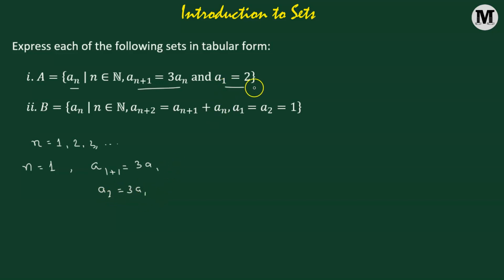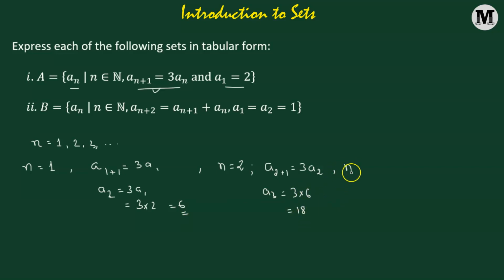Now we are already being provided with the value of a_1. So a_1 here is equal to 2. When we substitute a_1 with 2, we get 3 times 2, which is equal to 6. Now that means a_2 equals 6. Then let's consider n equal to 2. We'll use this condition again. That gives us a_(2+1) = 3 times a_2. So we have a_3 = 3 times a_2. A_2 we've already obtained, so that's 6. So we have 3 times 6, which equals 18.